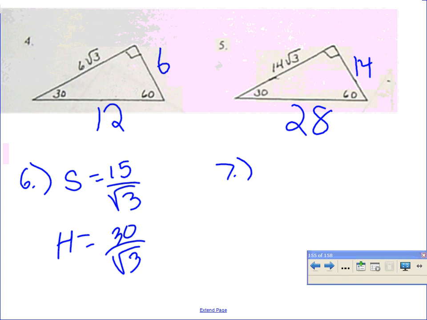Okay, so ready? So 15 is the long side. So you have long side equals short side times square root of 3. So you have 15 equals short side times square root of 3. Divide both sides by square root of 3 to find the short side. So you should have 15 over square root of 3. Not 15 times square root of 3.